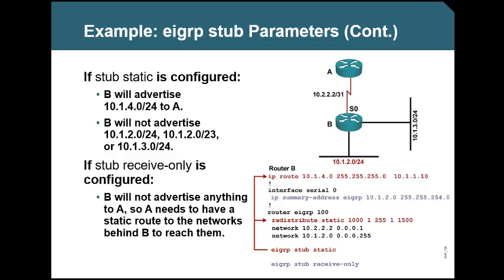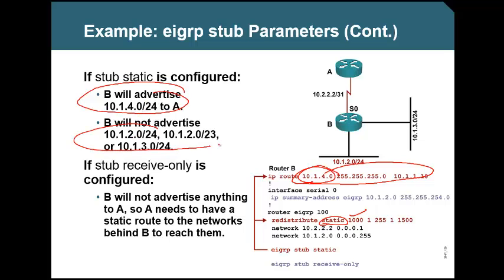Right. Next is stub static. If you see, there is a static route, and that static route is redistributed. When I say stub static, only that static route which is redistributed will be advertised to A. The other directly connected networks will not be. Directly connected or summarized, nothing will be advertised, only the static. And receive-only will not advertise any network to A. We have seen these things.